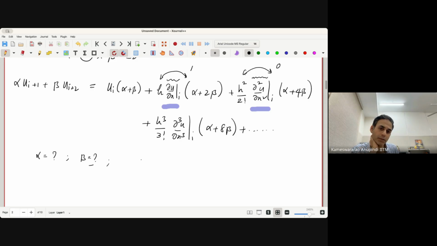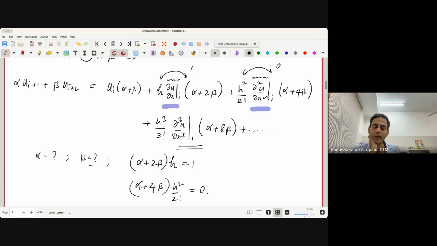That means I want to set alpha plus 2 beta times h equal to 1, so that I get an expression for dou u by dou x at i. This is the only dou u by dou x term in the entire equation. Similarly, on the right hand side, I have the second derivative term, and I don't want any higher derivatives to appear in the equation. So I'm going to set alpha plus 4 beta times h square by 2 factorial equal to 0. We don't need to set anything for the next term because it is going to be there anyway, and we only need the first two terms.